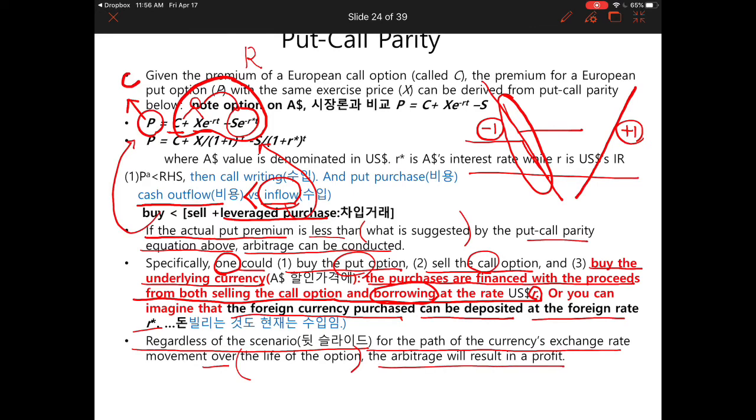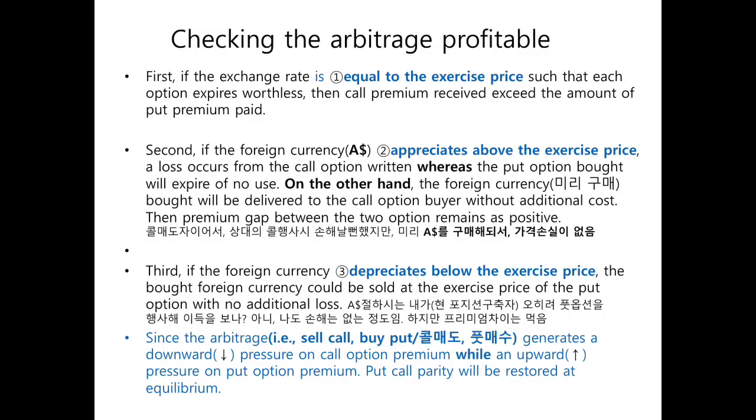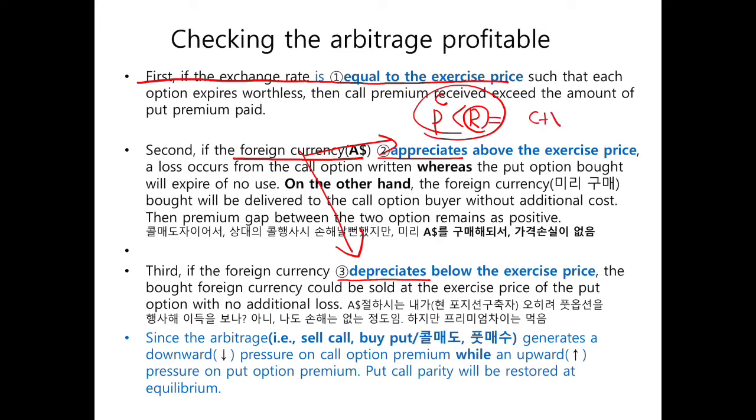Let me move to the next one. Let's say first, if the exchange rate turns out equal to the exercise price, then the right hand side is greater than the put premium, revenue greater than cost. Then you get a profit, the gap between these two numbers. Another one, let's say the Australian dollar could appreciate or depreciate. These are the only two possible scenarios until maturity, right? First, think about appreciation. By the way, the right hand side is the call, issuing the bond and purchasing the Australian dollar.